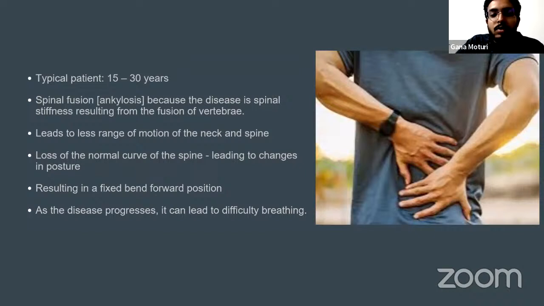So basically, it involves the axial spine. The axial skeleton includes your spine and the sacroiliac joints. So it usually involves the axial skeleton. There will be loss of the normal curve of the spine, leading to changes in posture, and there will be a fixed forward-bent position in patients after a long duration of the disease. As the disease progresses, it often leads to difficulty in breathing.